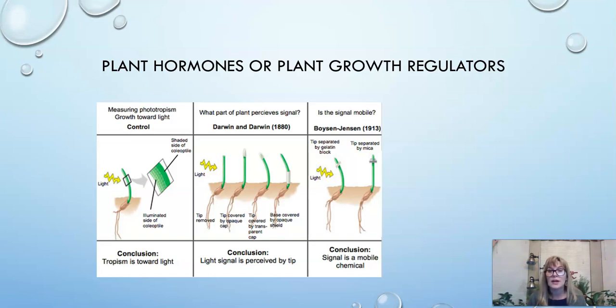Of course, in 1913, the Boysen-Jensen experiment decided they would do something kind of similar to make sure it really was coming from the tip, the signaling molecules were. So they cut the tip off of two different seedlings, and then they placed a little cube of agar on one, which was permeable to the auxin, and then they did mica, which is a mineral that's very glass-like, and they put that in between, and it would not allow for the auxin to go through. So they did figure out that the tip is where this hormone was being produced.